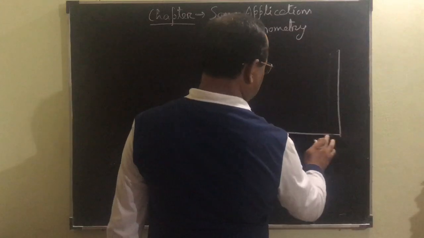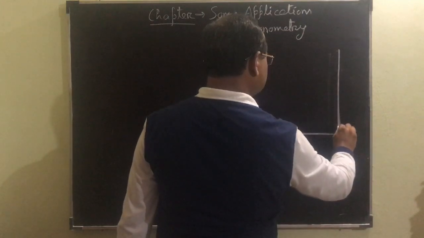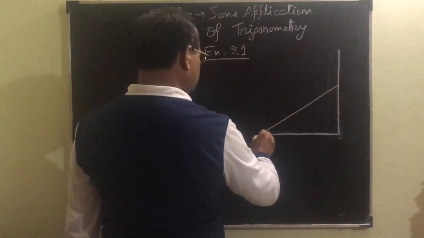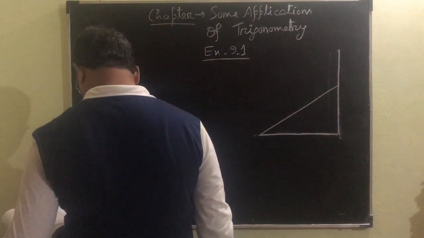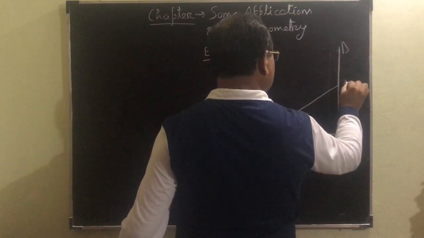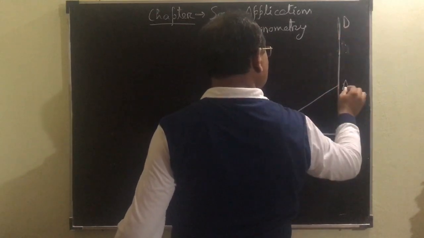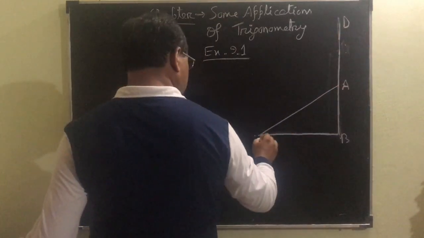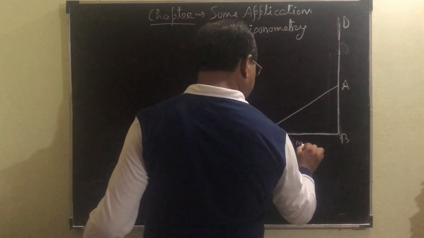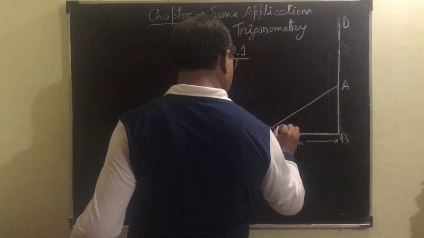The ground level. Ground level, and the tree broke here. Suppose this is B, D, A. This point is C. This one is 8 meter. This angle is 30 degree.